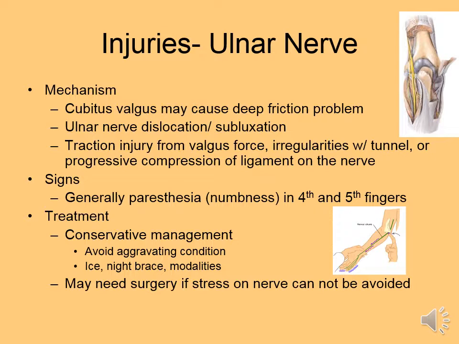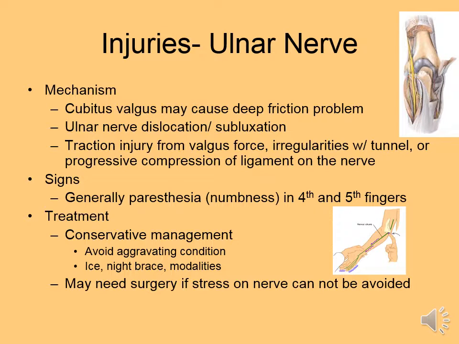Oftentimes this injury is more chronic though, so it can happen when somebody has a very severe cubitus valgus, where they're having the elbows touching their sides and their hands coming out away from their body. That can cause a deep friction problem that causes irritation and swelling in the nerve. We can have ulnar nerve dislocation or subluxations. So if the covering over the nerve that holds it down here isn't tight enough, the nerve can move around more than it should and cause irritation.